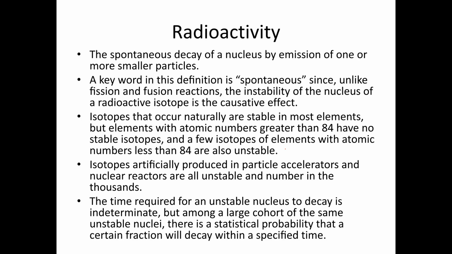Isotopes artificially produced in particle accelerators and nuclear reactors are all unstable and number in the thousands. The time required for an unstable nucleus to decay is indeterminate, but among a large cohort of the same unstable nuclei, there is a statistical probability that a certain fraction will decay within a specified time.